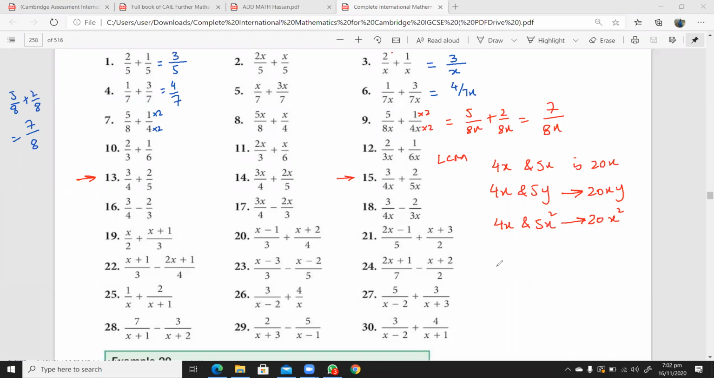Now who would tell me what is the LCM of x and y? xy. Okay, the LCM of x and y is xy. What will be the LCM of x and x plus 1? Please, you need to participate here.